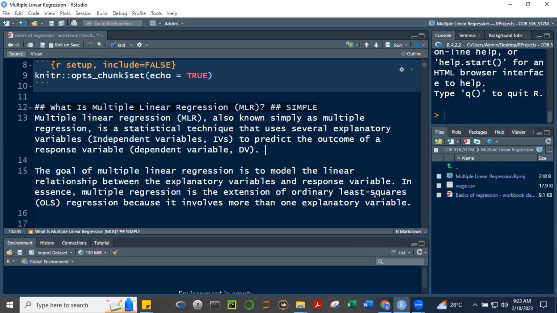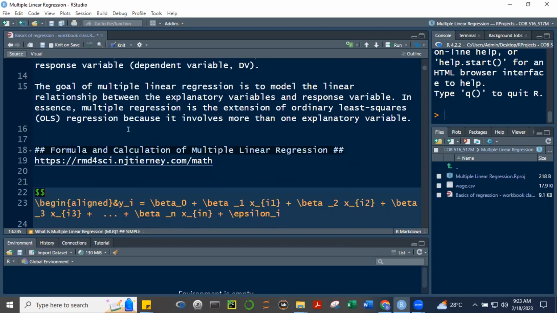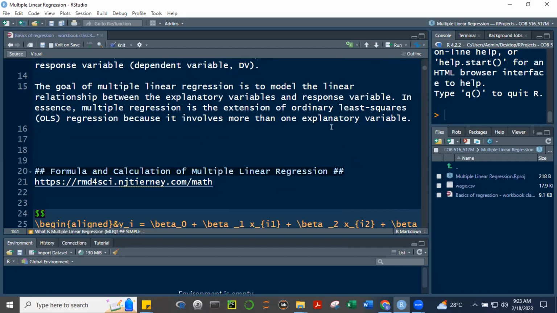Is there a statistically significant relationship between them? That's in essence the question that we would like to answer in a multiple linear regression model. The method that's used for coming up with the multiple linear regression is called OLS, the ordinary least squares method.